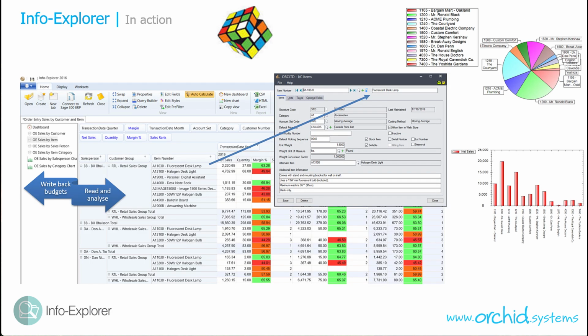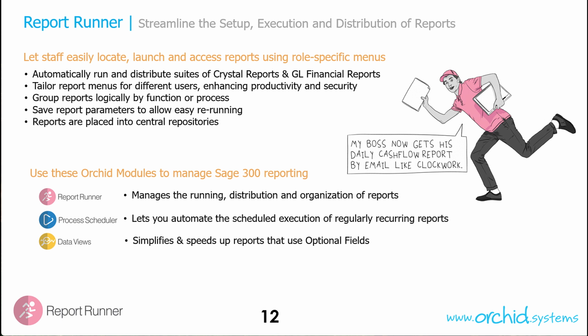And this is what Info Explorer looks like, a multi-dimensional drag and drop cube analysis tool. From any configured cube, you are able to right-click and drill through into the underlying Sage 300 screen. In this case, we've drilled through into the item record.